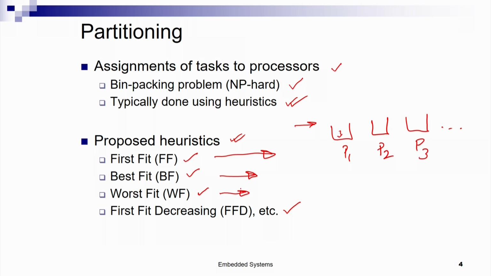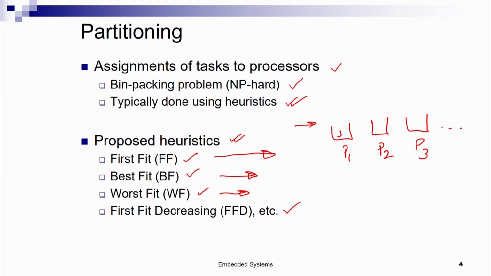Worst fit, on the other hand, what does it do? It places the next task onto the processor which has the highest remaining capacity. So, hence worst fit. All these heuristics are used. First fit decreasing. In first fit decreasing, what do we do? We take the tasks and first sort them from the highest size to the lowest size, and then we apply first fit, hence first fit decreasing. Now, we will look at first fit decreasing in a bit more detail with an example.